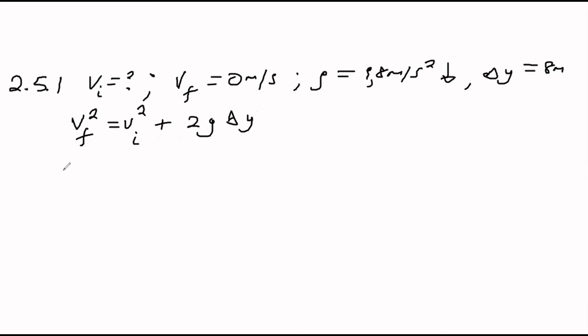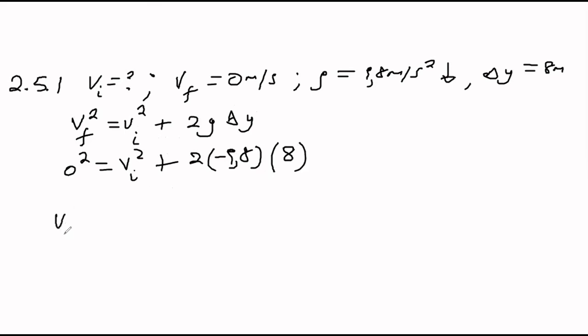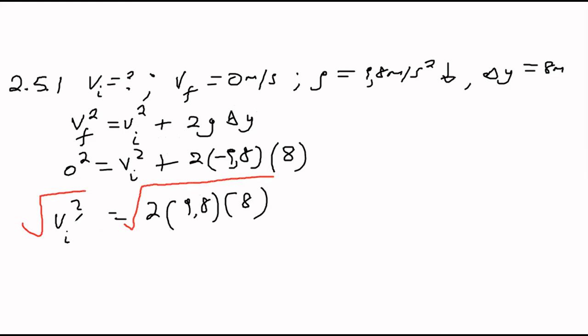Let's substitute. Final velocity is 0. Initial velocity is what you are looking for. G is downwards, so substitute negative. Then delta Y is upwards, then it is positive. Okay, so V initial squared be equal to 2 into 9,8 times 8. Then to get V initial, we can apply the square root to cancel the square. So we do that both sides, in the left-hand side and also in the right-hand side.